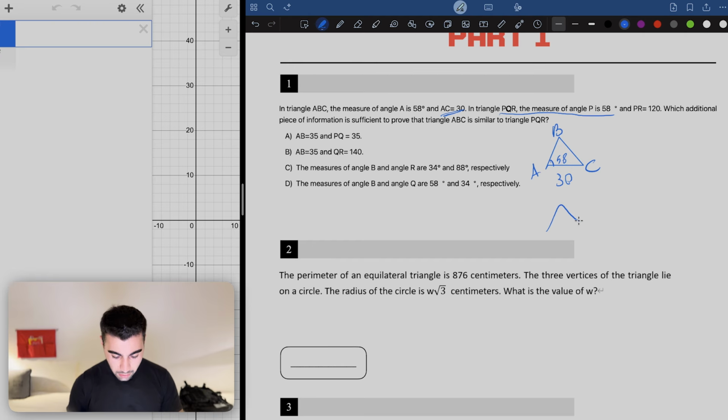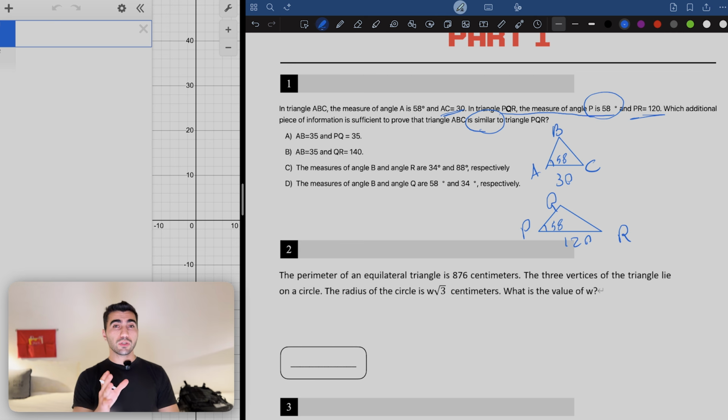So I'm going to draw another triangle PQR. This is PQR. P is 58. So here's 58 degrees. PR is 120. Which additional information is sufficient to prove that these triangles are similar? This is a very common question that repeats at the end of the second module. It's either asking you the similarities or the congruent. So this is a question that you must know.